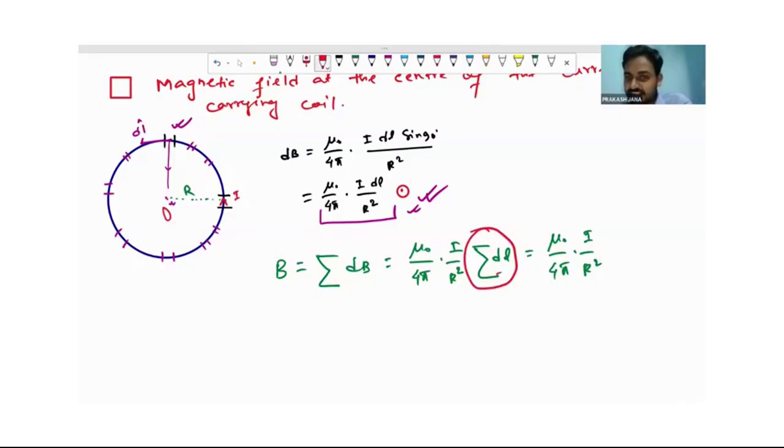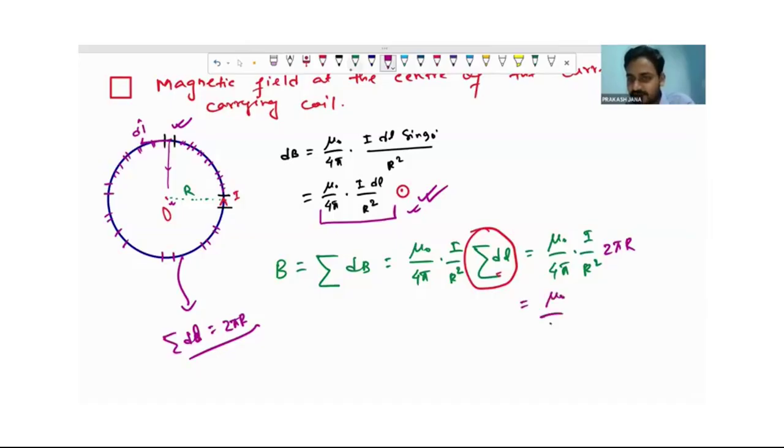See, summation of dl, what does it mean? All the elementary parts, we have to take just the sum of all the elementary parts in the coil. The sum of dl is nothing but the circumference of the coil, which is 2 pi r. So we will write 2 pi r in place of the sum of dl.